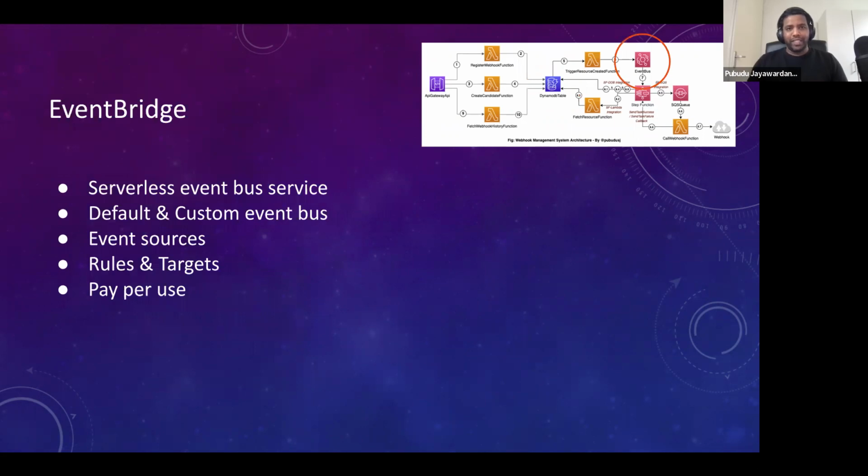Next service I used here is EventBridge. EventBridge is a serverless event bus service offered by AWS. And actually, it was previously known as Amazon CloudWatch Events. And then it was rebranded as a new service called EventBridge. I think the CloudWatch Events APIs still exist, but all the new features are only available in EventBridge. So it's recommended to use EventBridge over the CloudWatch Events APIs.